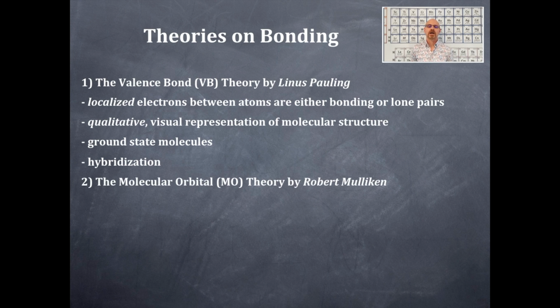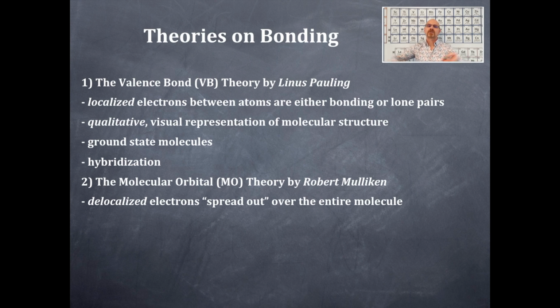The second theory about bonding is the molecular orbital theory, or MO or MOT, and that's by Robert Mulliken. Okay, and this deals with delocalized electrons. Delocalized means they're spread out as opposed to localized in between two things. So the delocalized electrons are spread out through the entire molecule. This gives a quantitative representation of bonding, I mean, a numeric value.